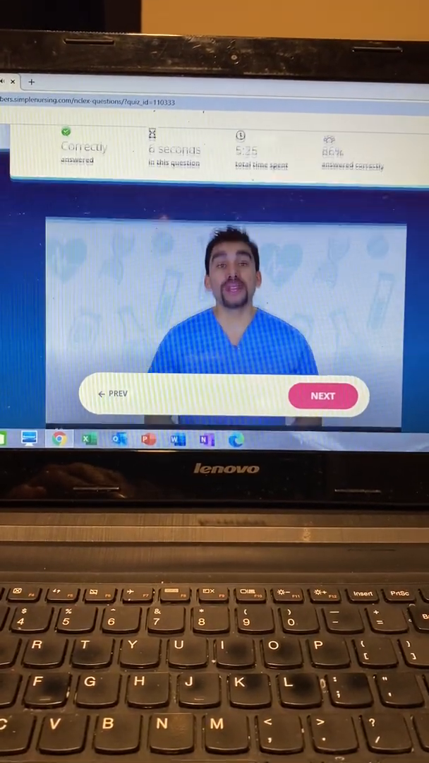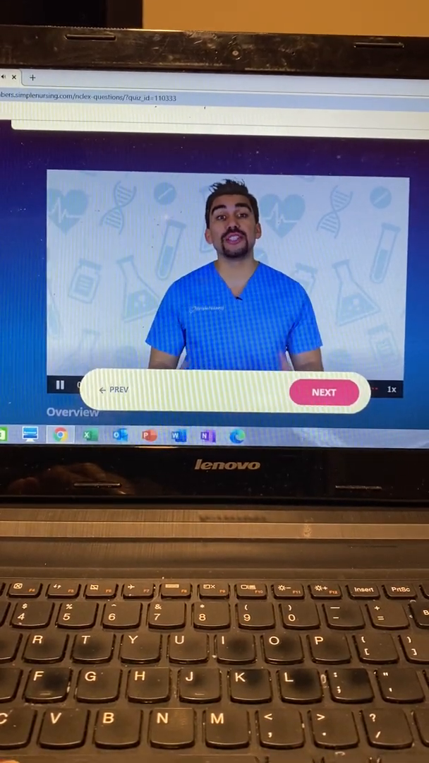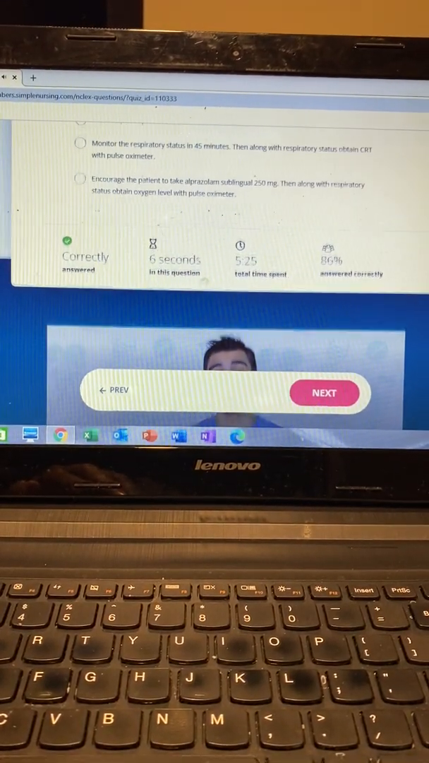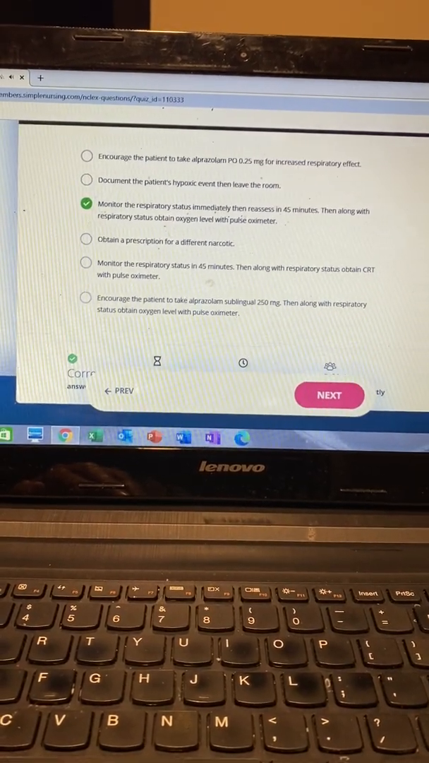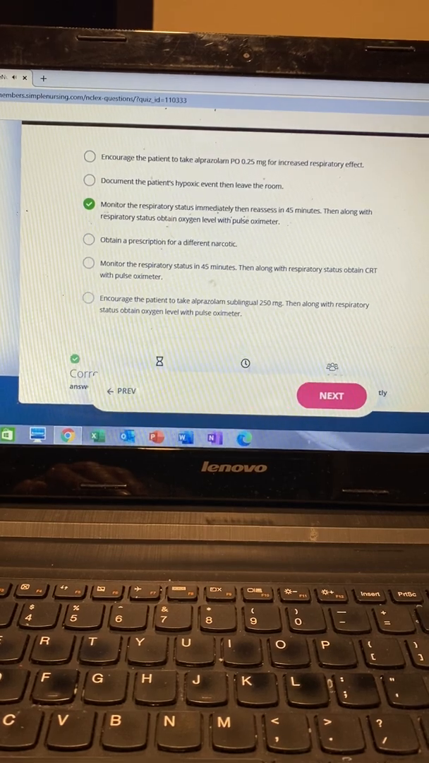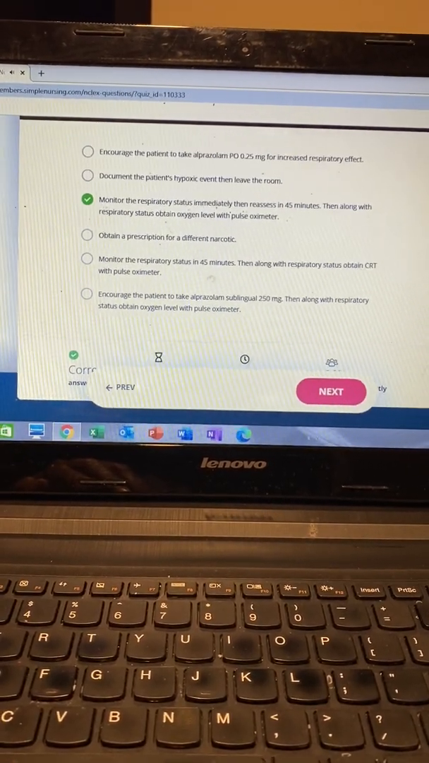So option number 1 and 2 are incorrect. So alprazolam is a benzo, which basically makes everything low and slow as well. So it decreases the respiratory rate. It won't increase it. Now, option 2, also incorrect. Documenting and leaving does nothing for the patient right now.